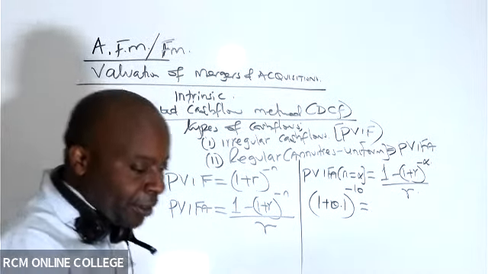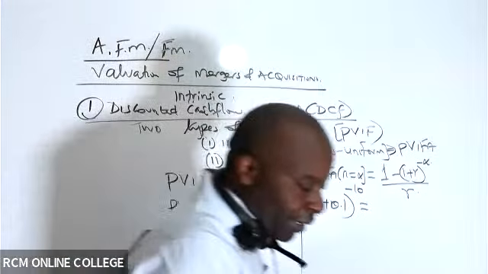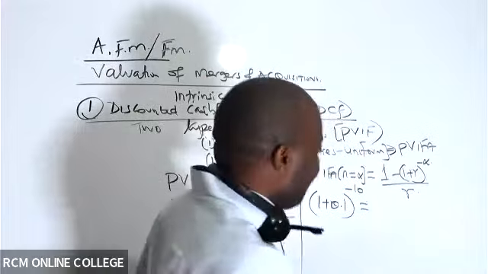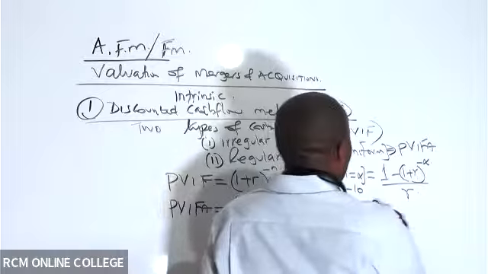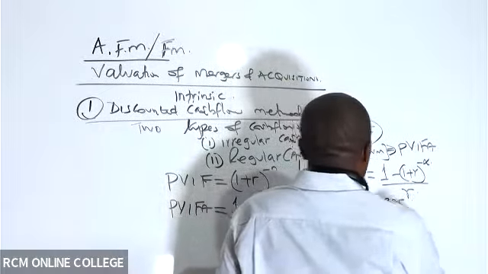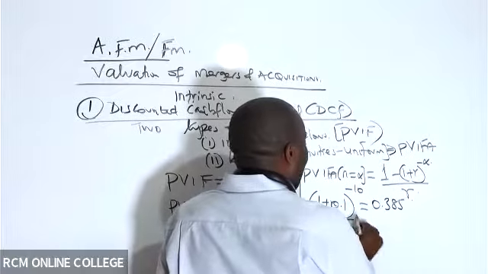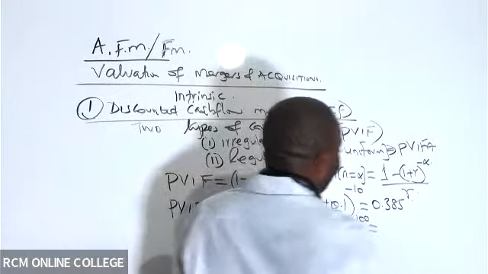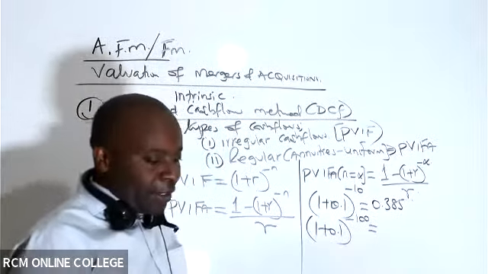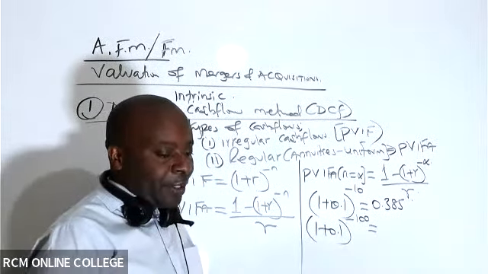Must be very small. So we have here 0.3855. Thank you very much. Then from there we have 1 plus the same R, right? But N now has increased to 100.